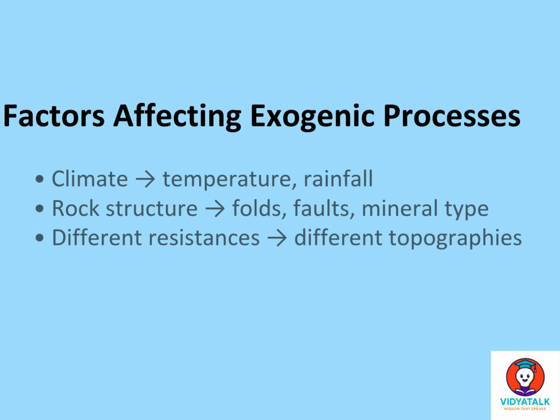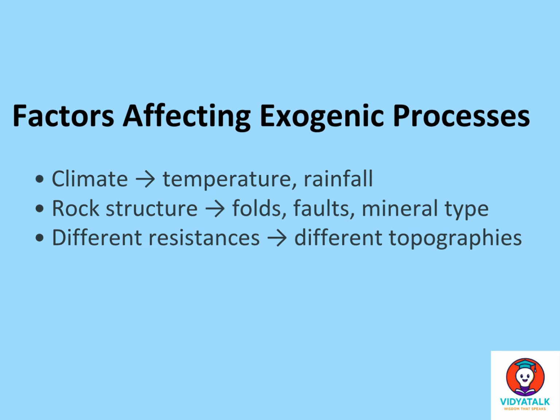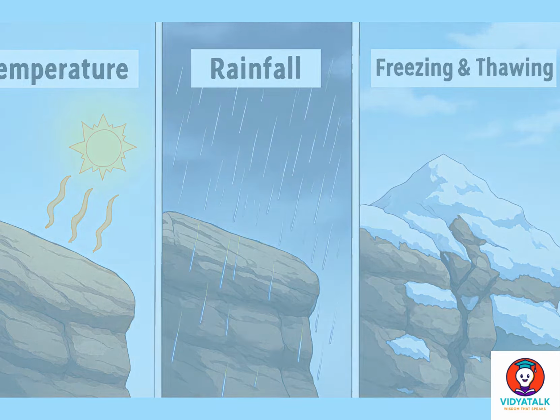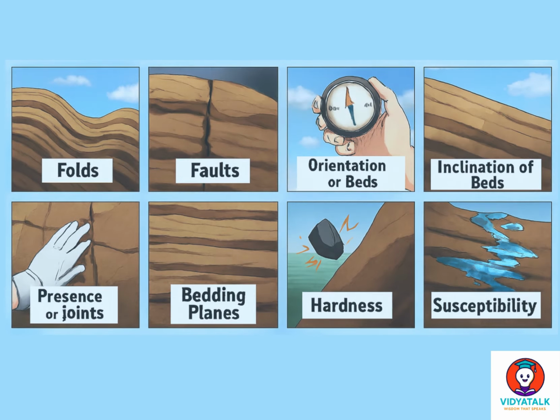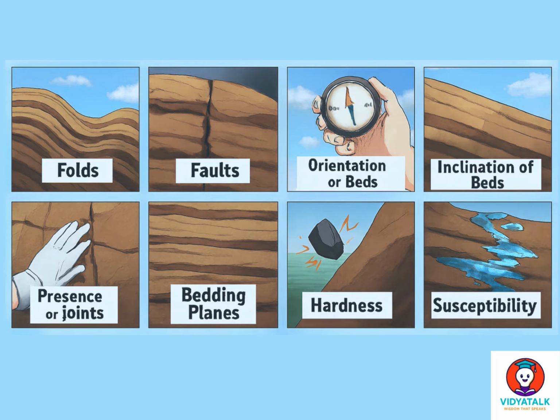Factors affecting exogenic processes. The strength of exogenic processes depends on climate and rock structure. Climate: temperature, rainfall, freezing, thawing. Rock structure: folds, joints, permeability, hardness. Because rocks react differently, Earth's landscapes keep varying.